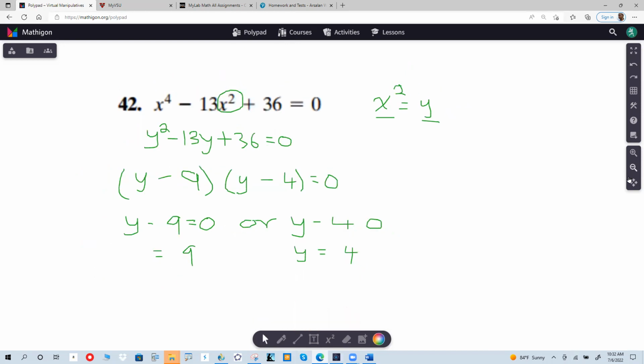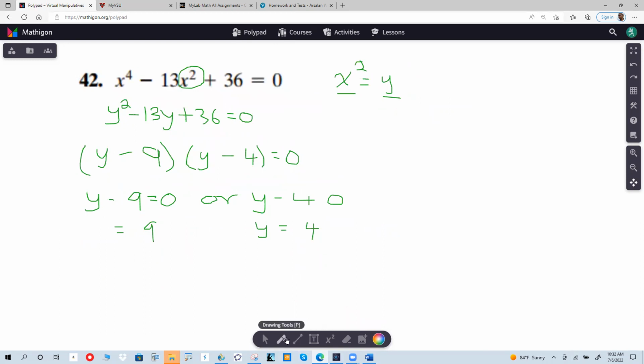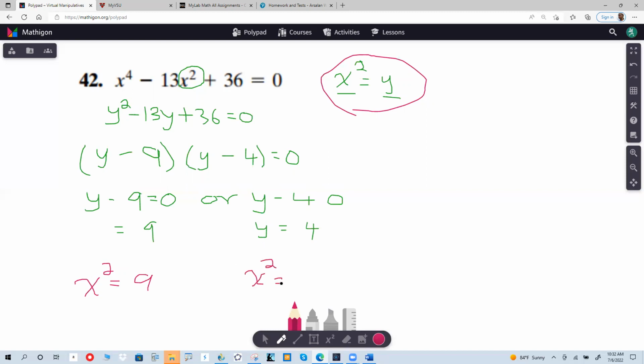So I am going to go back. Again, this is crucial. You're going to replace y with x squared, and you're going to say x squared is 9. And you're going to replace y with x squared here. You're going to say x squared is 4. Now, how do we get rid of the square? You take the radical sign on both sides, and you get a clean x, and square root of 9, which is plus minus, will give you plus minus 3.